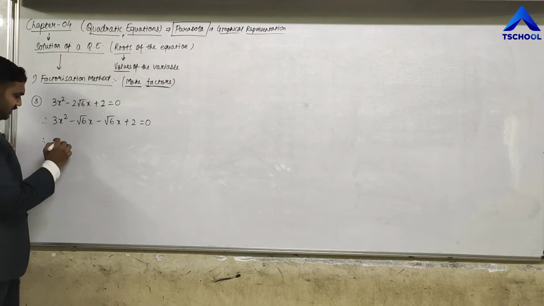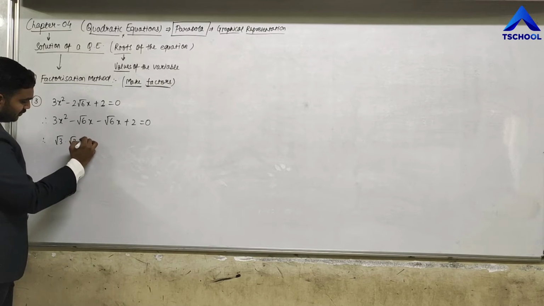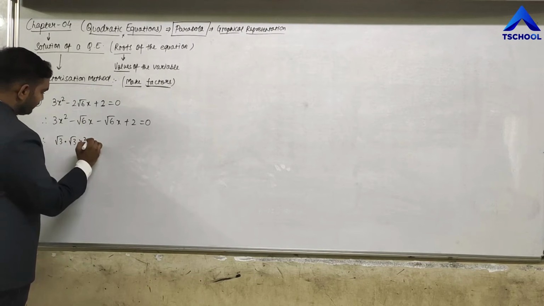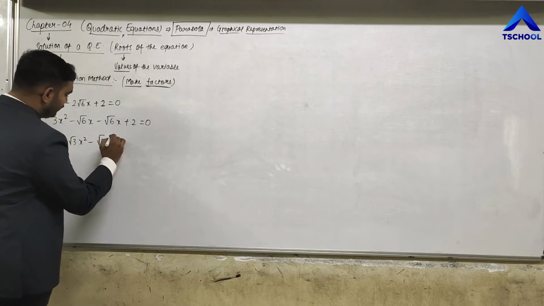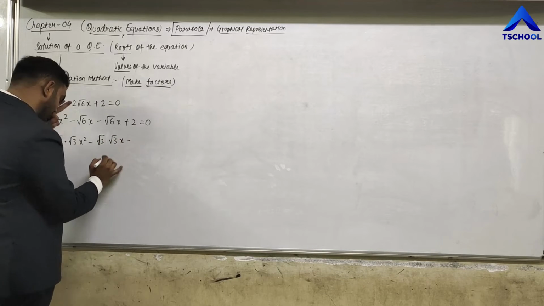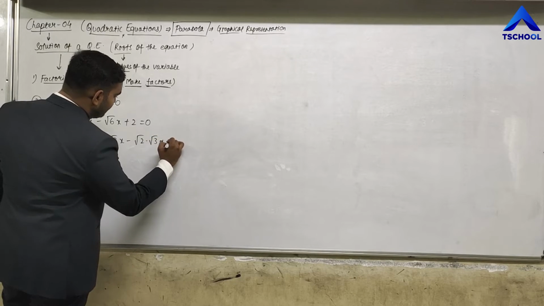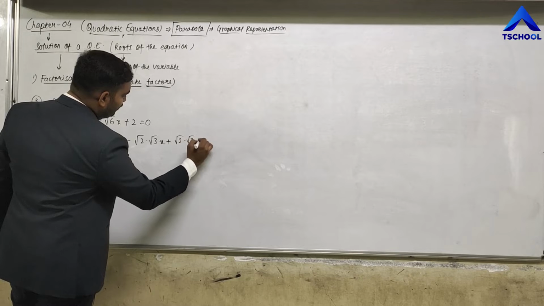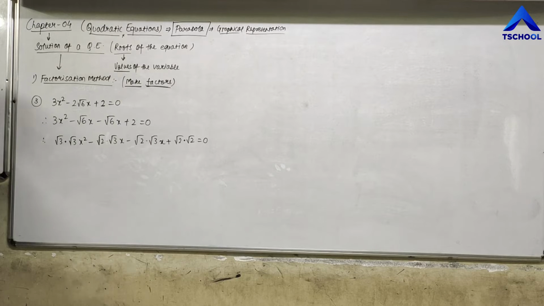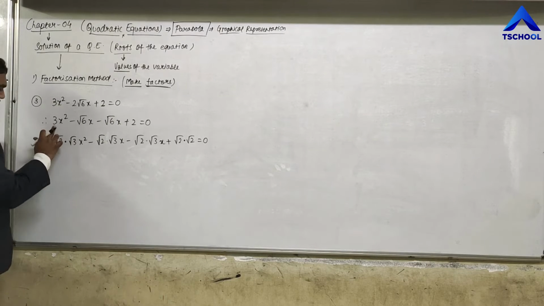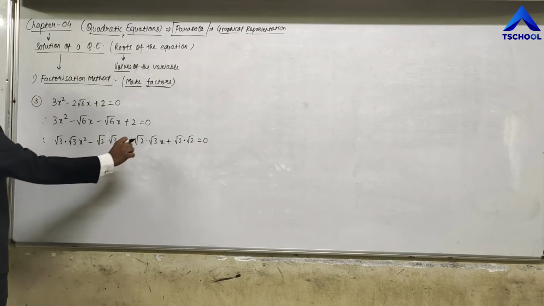So what can you take common here? Can I write 3 as root 3 into root 3, x square minus root 6 as root 2 into root 3, x minus again root 6 as root 2 into root 3, x plus root 2 into root 2 is equal to 0, right? See, I have written all the numbers in the form of square roots. That means 3 as root 3 into root 3, 2 as root 2 into root 2, root 6 as root 2 into root 3, right?